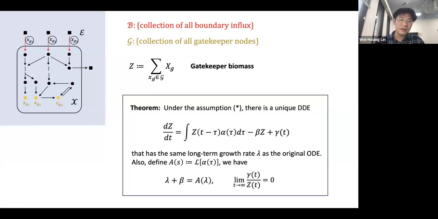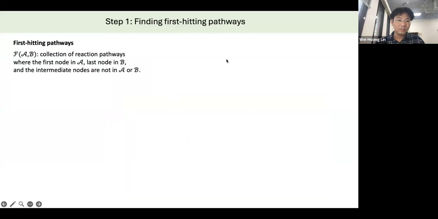We can have multiple gatekeepers here, labeled in yellow. So we sum up the gatekeeper biomass. Okay, summing up the gatekeeper biomass, and then we need to construct a DDE based on this Z. The first step is counting how many pathways we have from the environment to the gatekeeper.